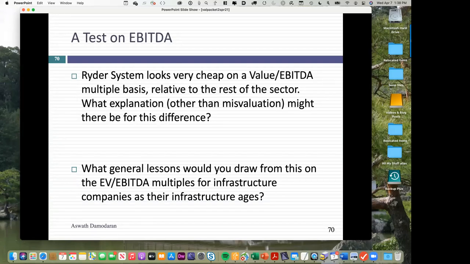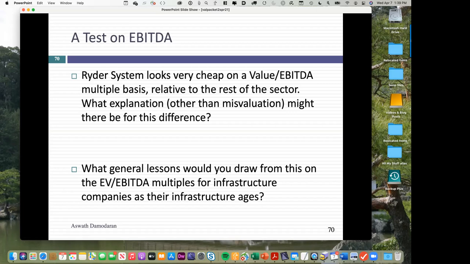In the case of Ryder Systems, that was exactly what was happening. They had the oldest fleet in the trucking business, and the market was bringing that into the market cap. The reason I bring that up is this was actually something I pulled from an actual buy recommendation that an analyst had put on Ryder Systems based entirely on the EV to EBITDA. It took me all of 15 minutes to collect the data on the age of the fleet for every one of these companies. It goes back to what I said earlier.